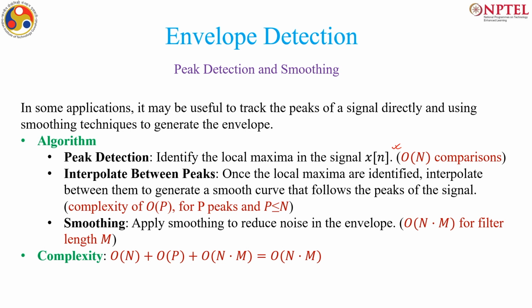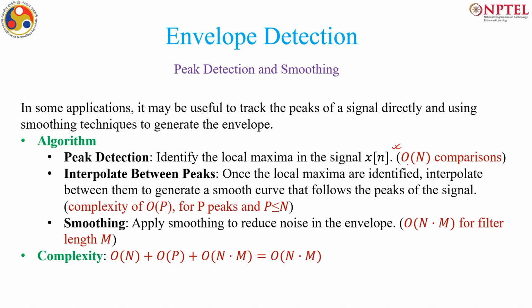Then we have to identify the peaks. For identification of peaks, we have already discussed the various algorithms, and typically all of them or most of them have O of n complexity. So, the first step is peak detection. The second step is interpolating between the peaks or the local maxima. So, how do we interpolate? We can generate a smooth curve, and we can use either linear or quadratic or cubic spline interpolation to interpolate the peaks, and that will typically have O of p complexity for p peaks, and typically this p is less than n only, not equal to.